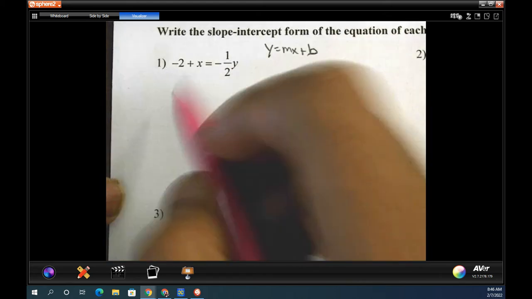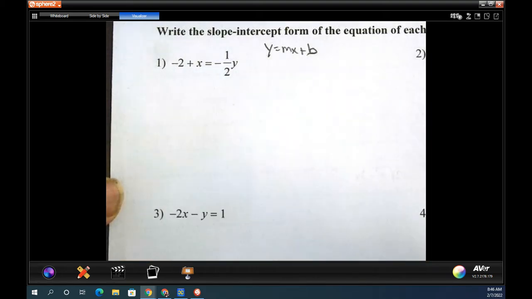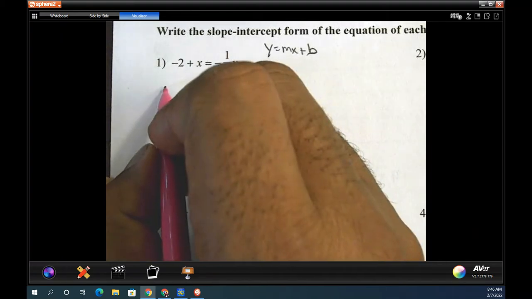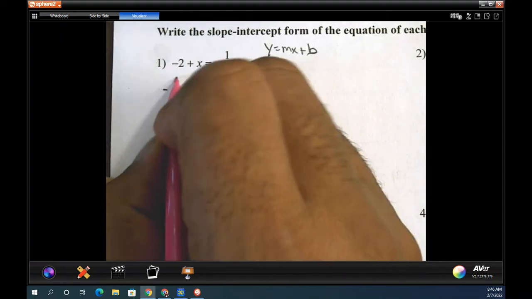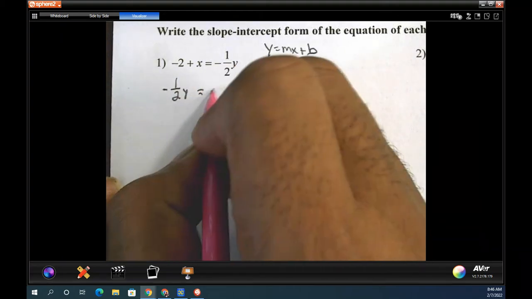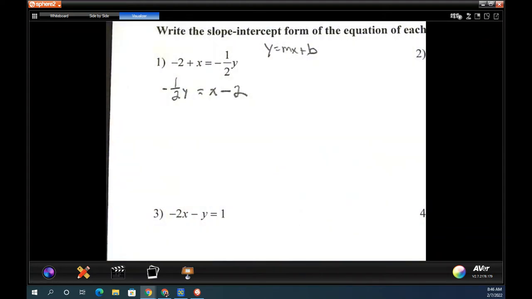Look at the very first one. -2 plus x is equal to 1/2, -1/2 y. Here's the deal. Y is already by itself. You can rewrite it before moving anything. It's equal to x minus 2. You can rewrite it just like that.